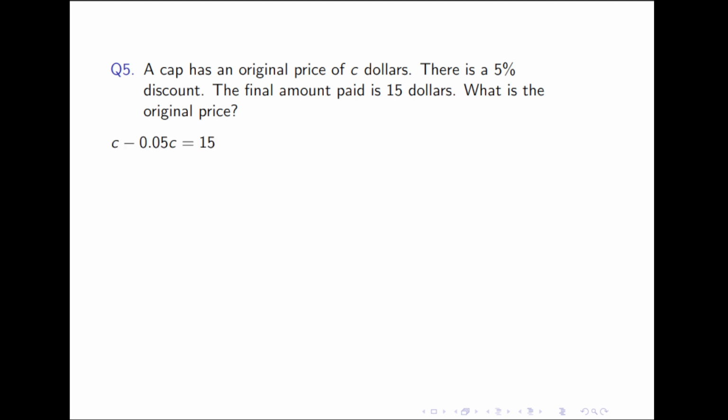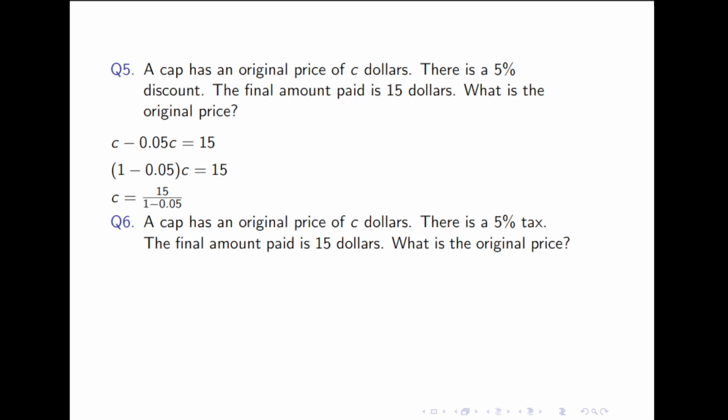In other words, since C minus 0.05 times C is the final amount paid, and since 15 is also the final amount paid, we set these equal since both represent final amount paid. We can factor out C from the left side, which gives us 1 minus 0.05 times C equals 15. We divide both sides by 1 minus 0.05, so we get C is equal to 15 divided by 1 minus 0.05. This is not simplified, but this unsimplified answer is a number that answers question 5.